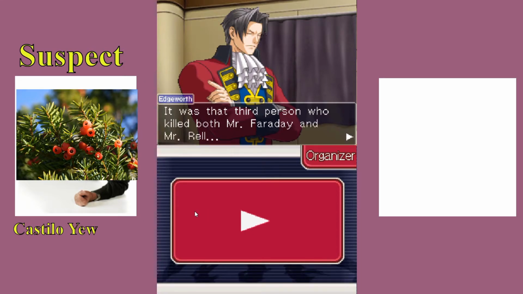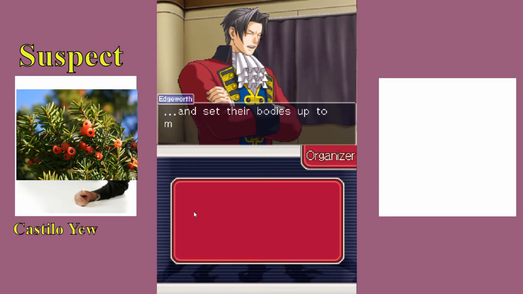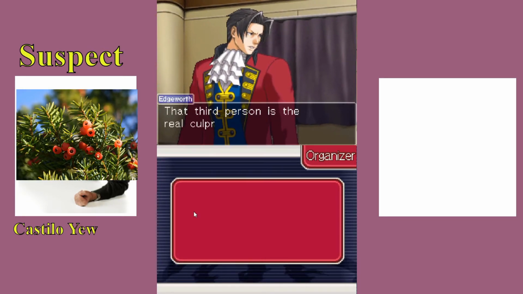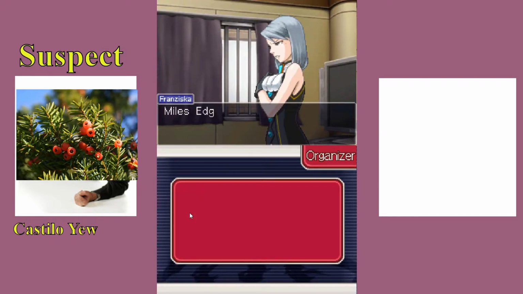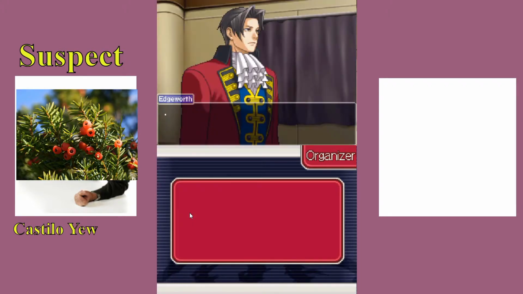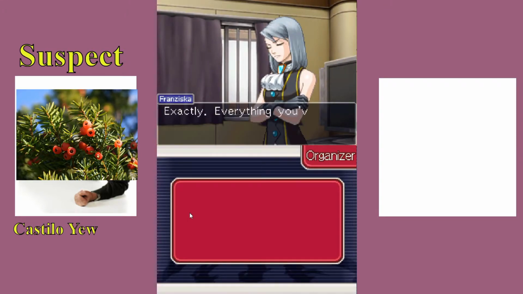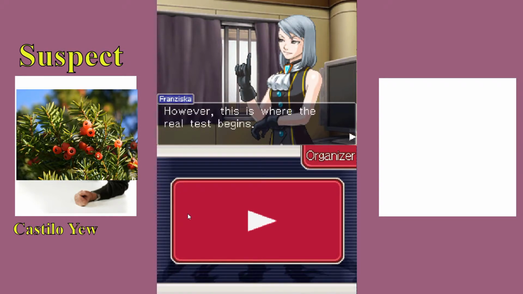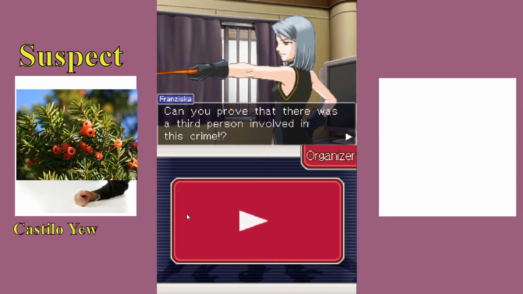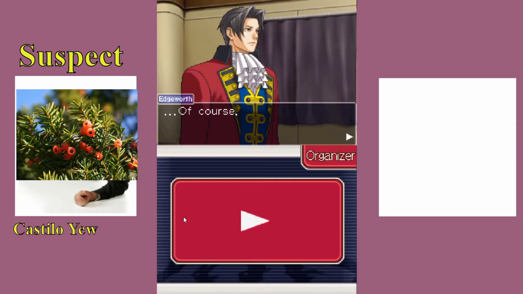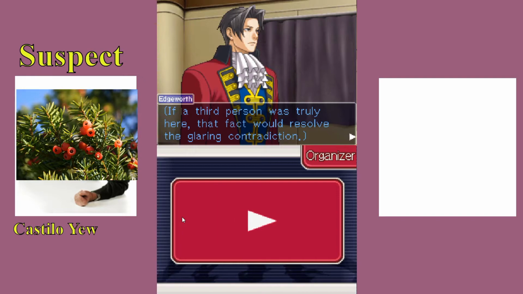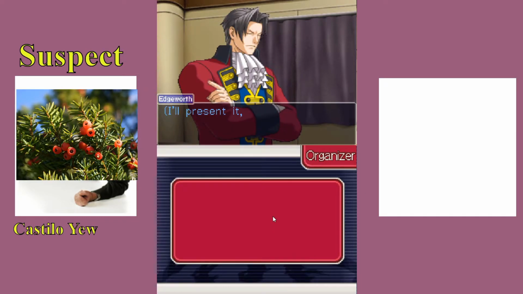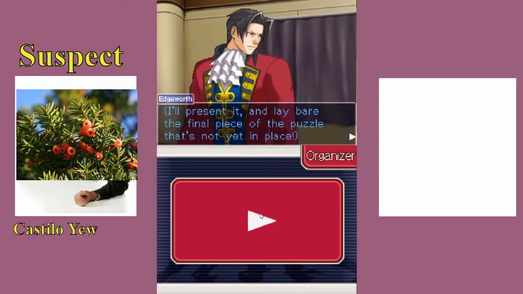It was that third person who killed both Mr. Faraday and Mr. Rell, and set their bodies up to make it look like a double murder. The third person is the true culprit. Miles Edgeworth, there's just one thing you're missing. Evidence, correct? Exactly. Everything you said up until now is nothing but a story played out in your head. However, this is where the real test begins. Can you prove that there was a third person involved in this case? Of course. If a third person was truly here, that fact would resolve a glaring contradiction. The proof that this has all been a setup, made to look like they killed each other. I'll present it and lay bare the final piece of the puzzle that's not yet in place.